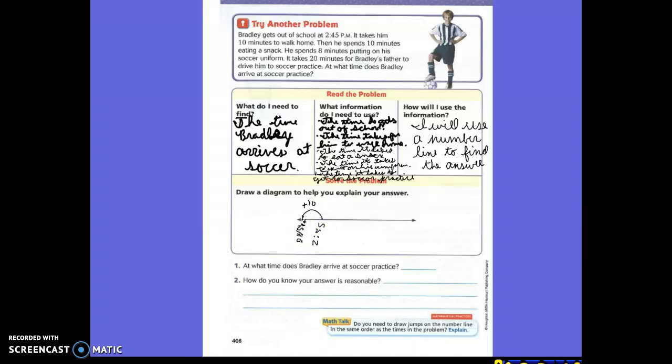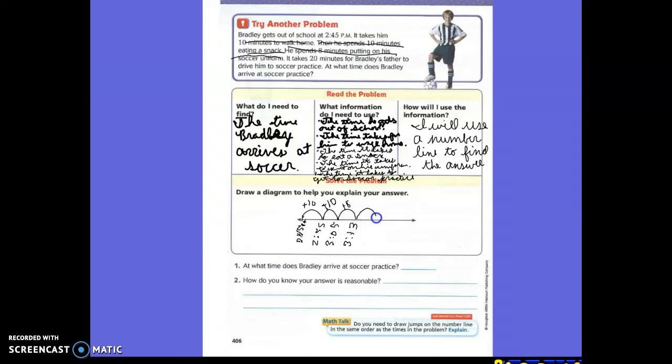All right, what's the next thing? He spends 10 minutes walking home, and then what? 10 minutes eating a snack. So let's add 10 more minutes. Wait, read your problem. We said 10 more minutes was 3:05. Then we were jumping 8 minutes for the soccer uniform. What is 5 plus 8? 13. 3:13. Okay. Then it takes 20 minutes for his father to drive him to practice.